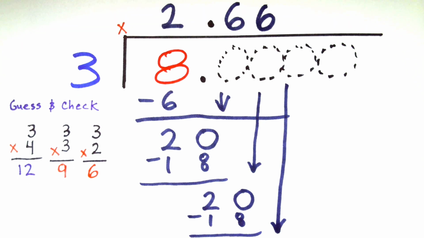All right, if you said 6, you're absolutely right. Once again, 6 times 3 is 18. 20 minus 18 is 2. Bring down your 0. I've got another value of 20. Are you noticing a pattern here?